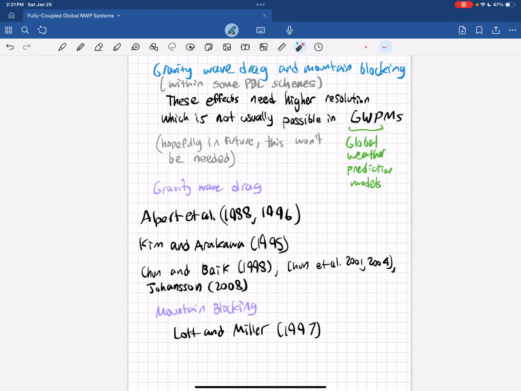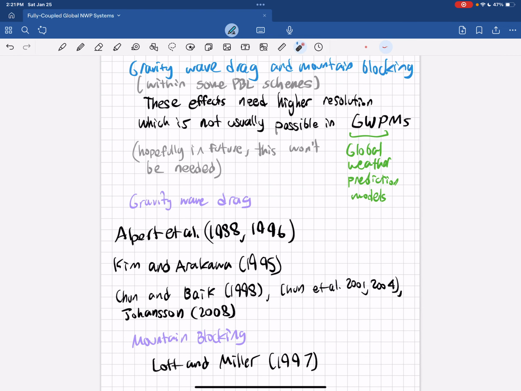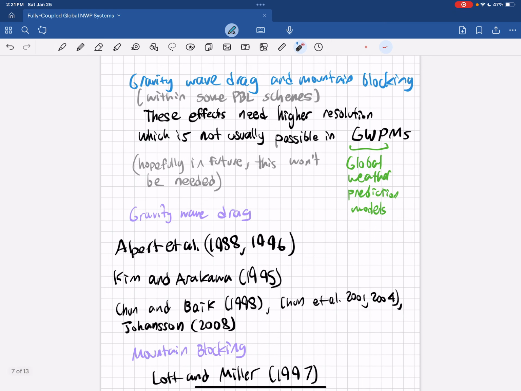Okay. Another one is gravity wave drag and mountain blocking. I'm not exactly sure what wave drag is. I do know mountain blocking is usually, I think, a high pressure in front of a mountain, and the wind can get stuck or decelerate or something near that. This is another thing. They only occur because the models need high resolution to resolve.